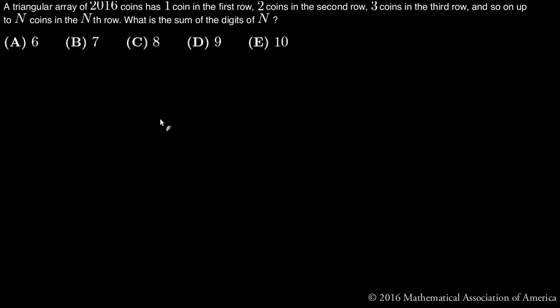Okay, 2016 AMC12A question number 6. A triangular array of 2016 coins has 1 coin in the first row, 2 coins in the second row, 3 coins in the third row, and so on up to n coins in the nth row. What is the sum of the digits of n?